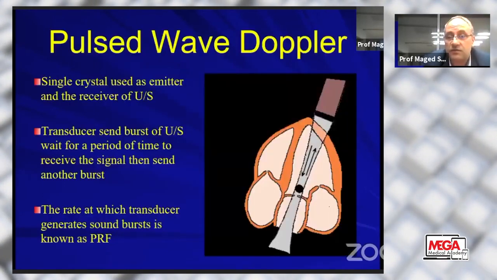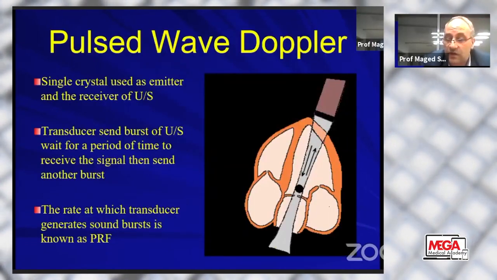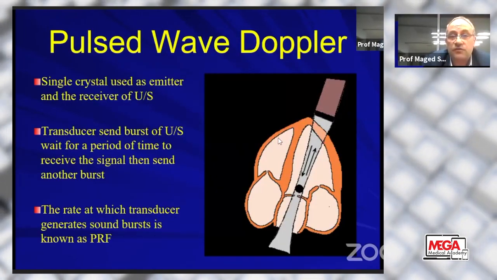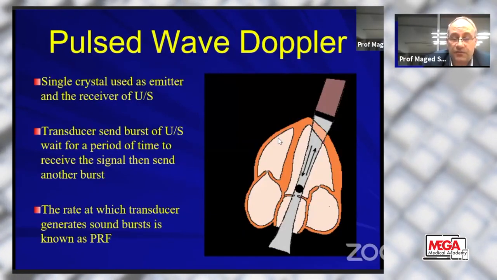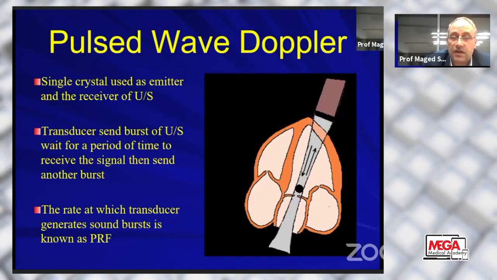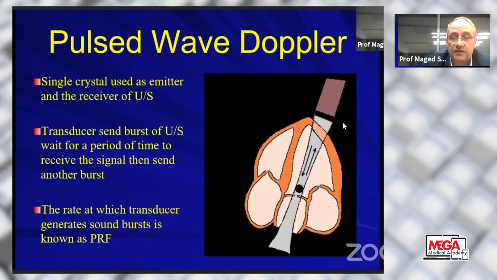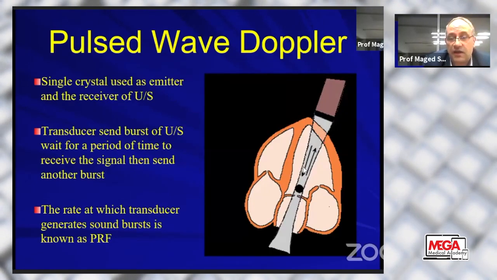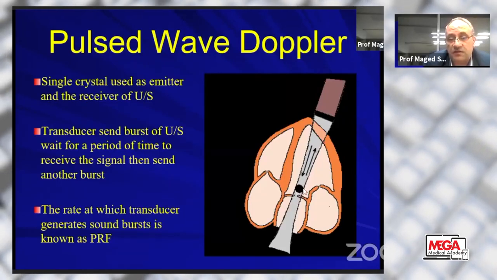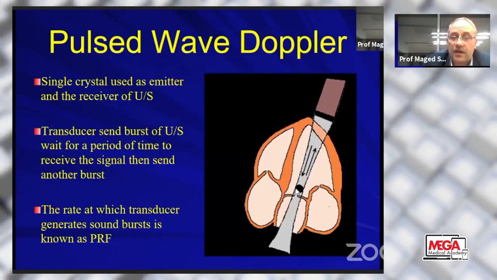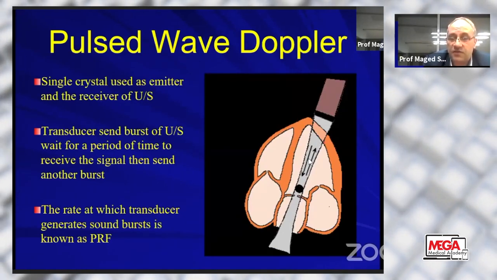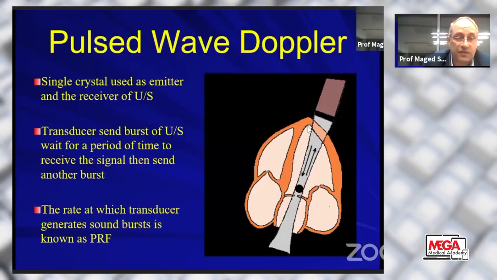We have pulsed wave Doppler, continuous wave Doppler and color Doppler. What is the difference between them? In pulsed wave Doppler, I'm using a single crystal of the transducer as an emitter and a receiver of the ultrasound. This crystal emits ultrasound to a specific location defined by this circle or ball, and waits for the reflected sound to come from this specific location to be interpreted.